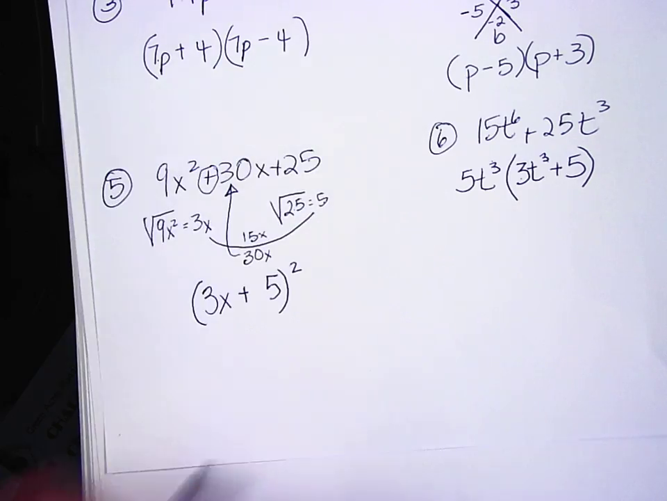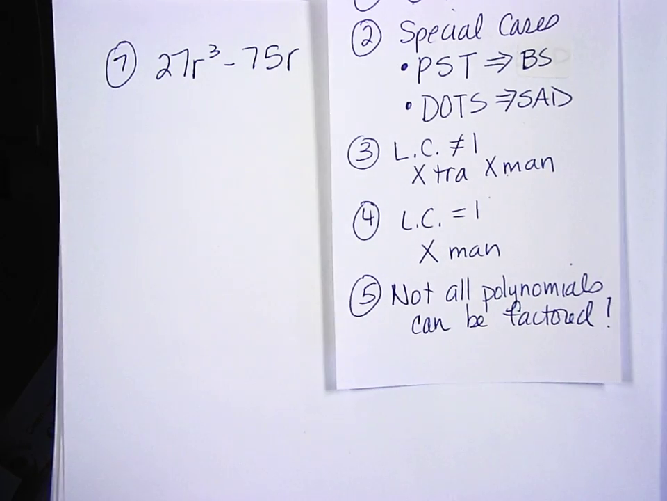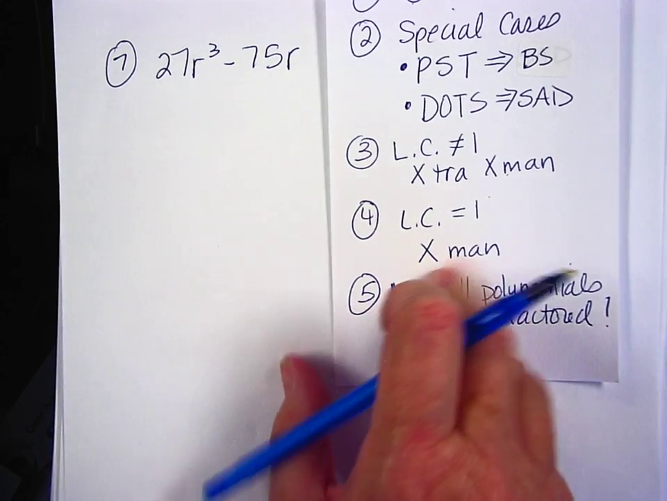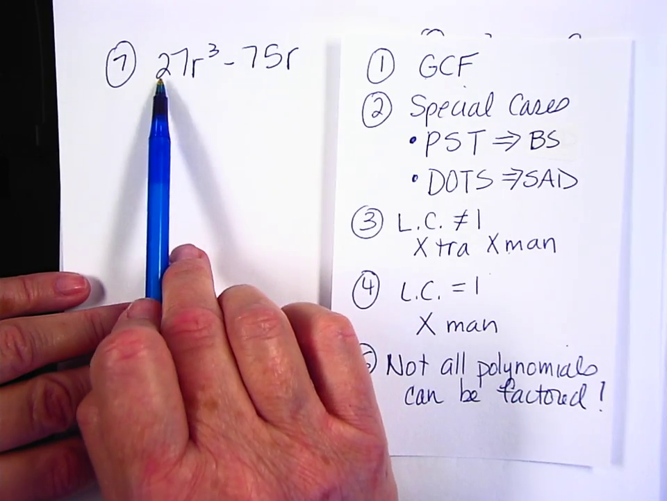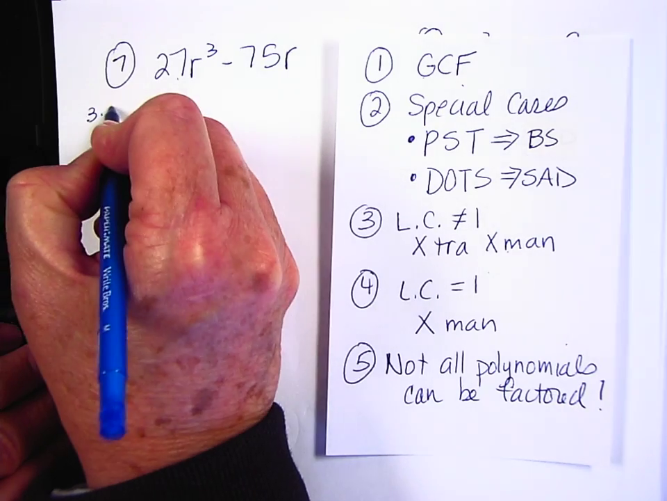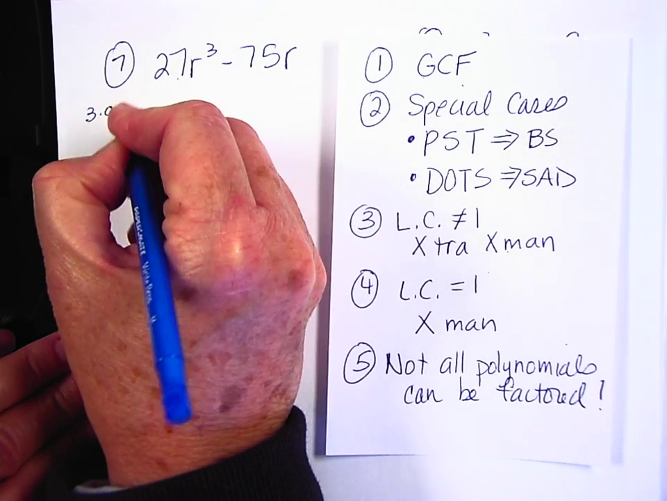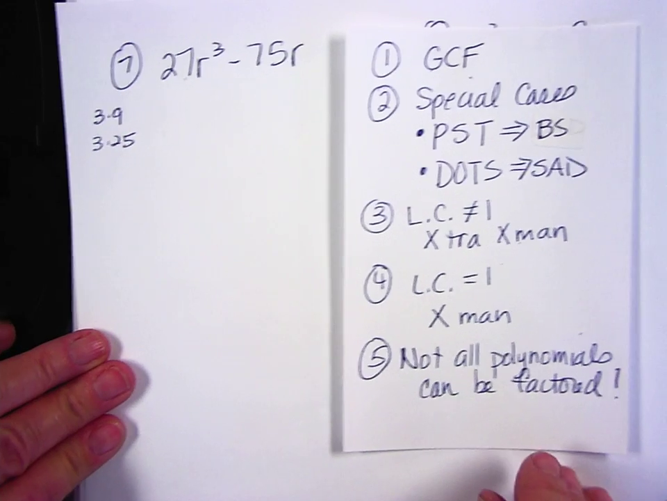Number 7, 27r to the 3rd minus 75r. GCF? Well, let's see. 27 is 3 times 9. 75 is 3 times 25. So they both have a factor of 3.